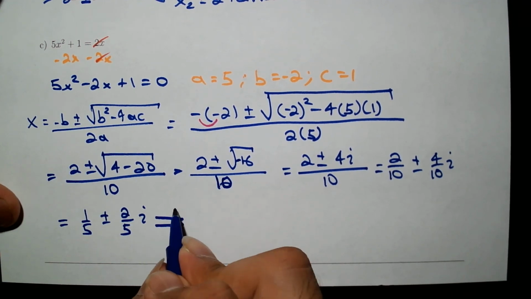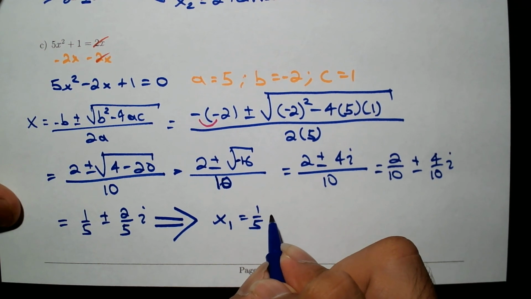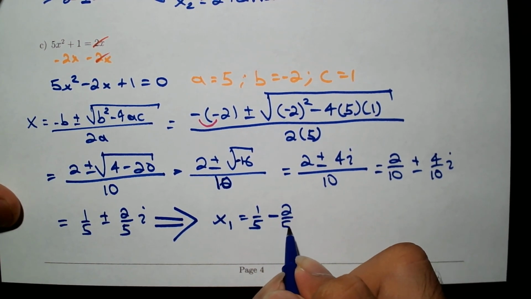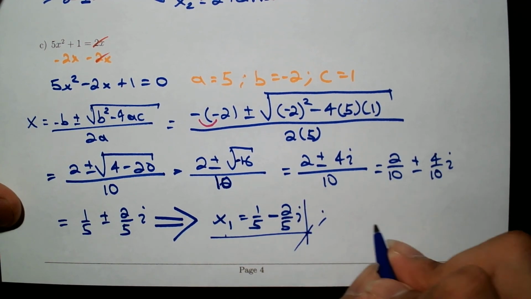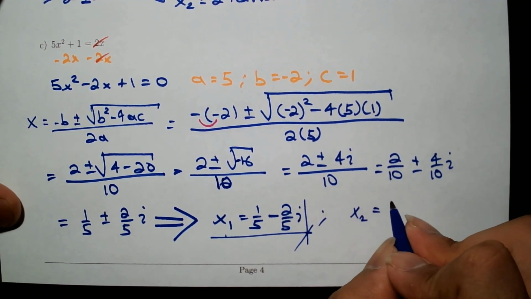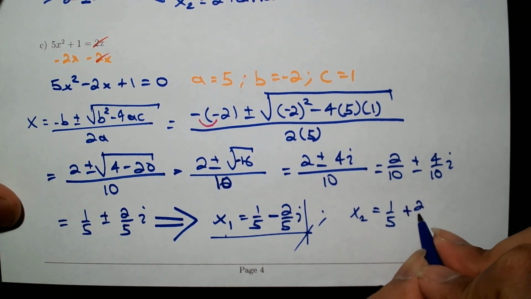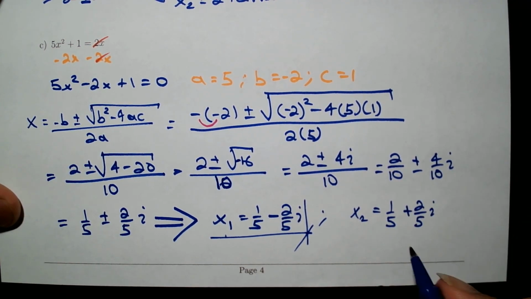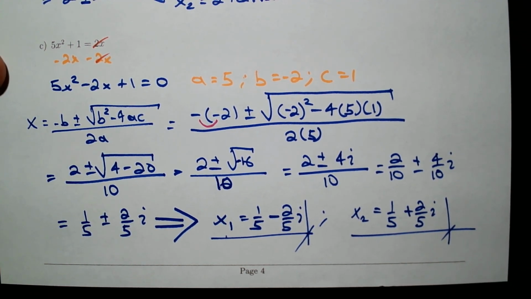So that means x1 equals 1/5 minus 2/5 of i, and x2 equals 1/5 minus, or plus rather, 2/5 of i. And that's the final answer for this equation, and that also completes this section, right? So I'll see you in the next video.